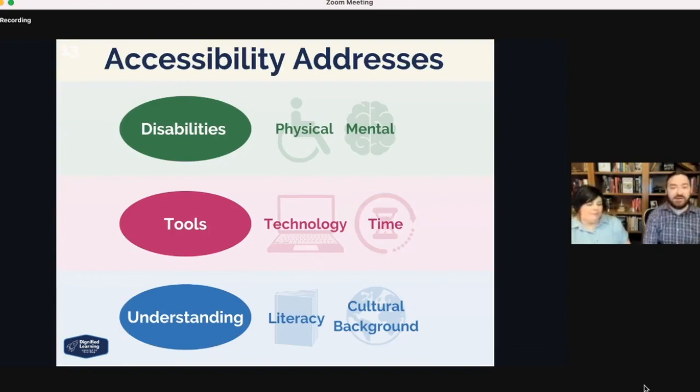Yeah, so accessibility addresses disabilities, tools, and understanding. There's so much here to unpack when it comes to accessibility as it relates to disabilities. But as we have already talked about a few times, accessibility doesn't depend on a disability being present. So we've talked about time and technology literacy, but also cultural background. Those expectations and understanding of the context of the training, the application, all of these things can create accessibility challenges. And again, you don't have to be aware of the specifics that are taking place within your audience.